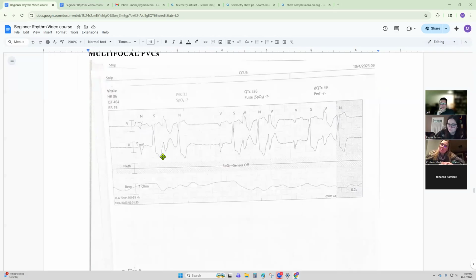So this is what you call multifocal PVCs. Looking at the V lead, you have some negative and positive. When it goes below the baseline, positive T wave, that's a right PVC. When it goes straight up off the baseline into a negative T wave, that's a left PVC.